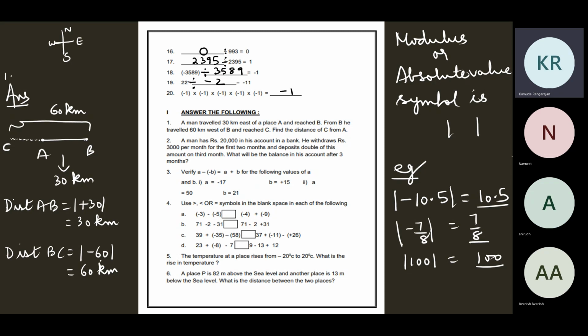Distance BC is actually minus 60. But the absolute distance BC will be the absolute value of minus 60, which is 60 kilometers. So the distance CA is equal to 60 minus 30, which is 30 kilometers.